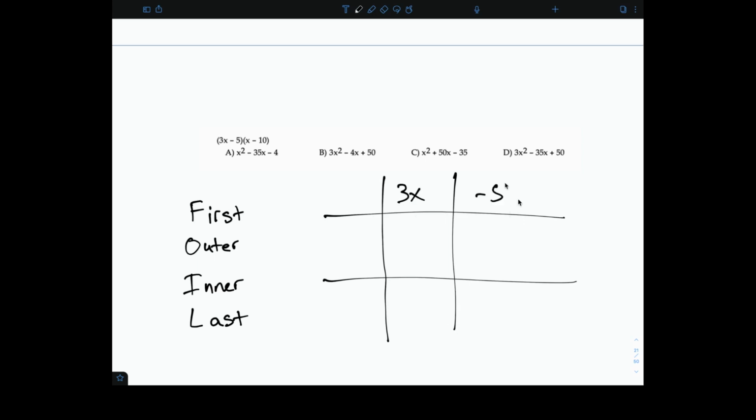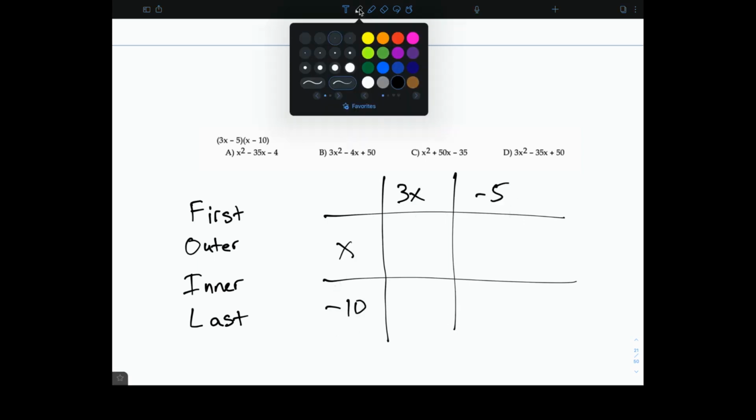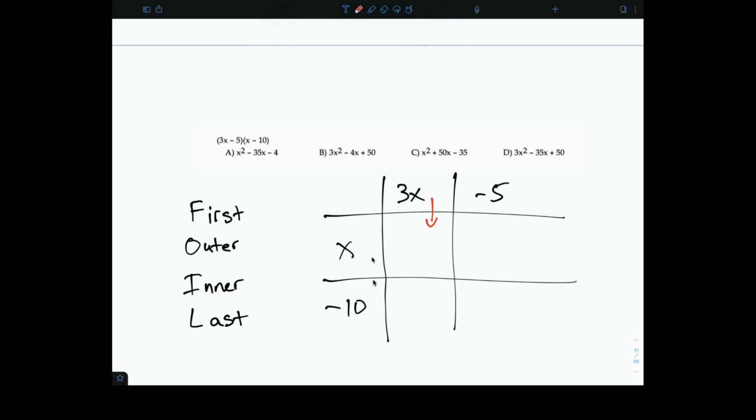What should you do? You should do what makes you comfortable. So if you've traditionally done the box, keep it up, you'll be fine. So 3x times x is 3x squared. Negative 5 times x is negative 5x. Negative 10 times 3x is negative 30x. Negative 5 times negative 10 is positive 50.